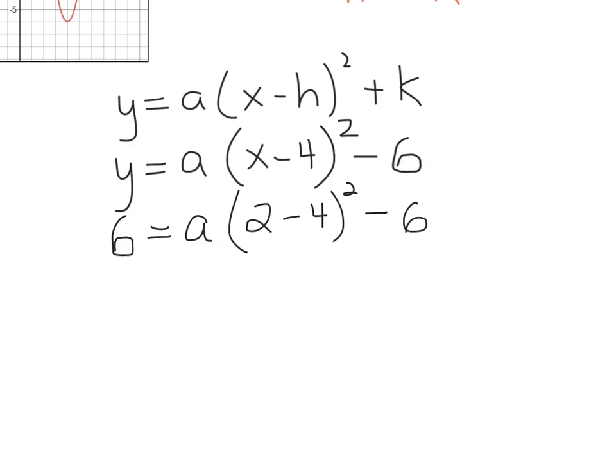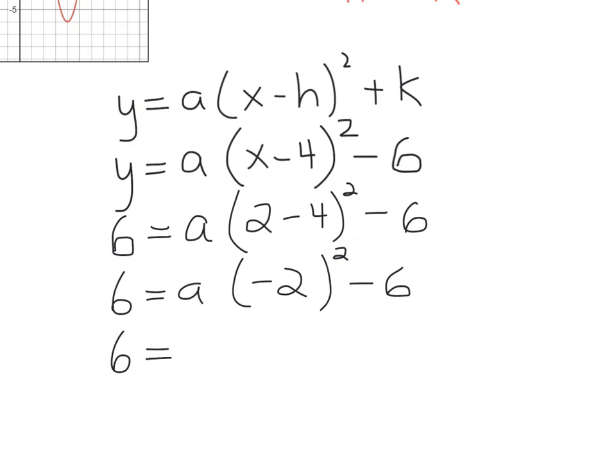If we follow the rules of BEDMAS, we need to solve what's inside the bracket first. So I'm going to recopy, and inside the bracket I have 2 minus 4, which is negative 2. That still needs to be squared, and we still have this minus 6. The next thing we're going to do is evaluate this exponent. So this is negative 2 to the power of 2. Negative 2 to the power of 2 is a positive 4.